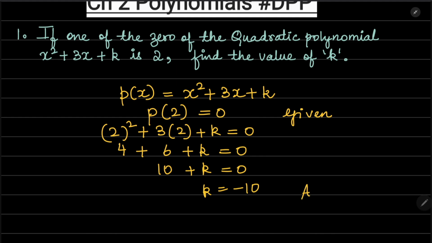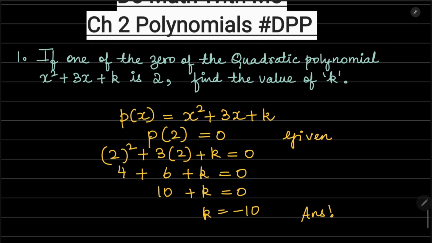So that's your answer. Whenever you are given a zero of a polynomial, always remember the value of the polynomial at that x value is always 0. So you should be able to translate this sentence into this format. Okay, so let's do more and more problems.